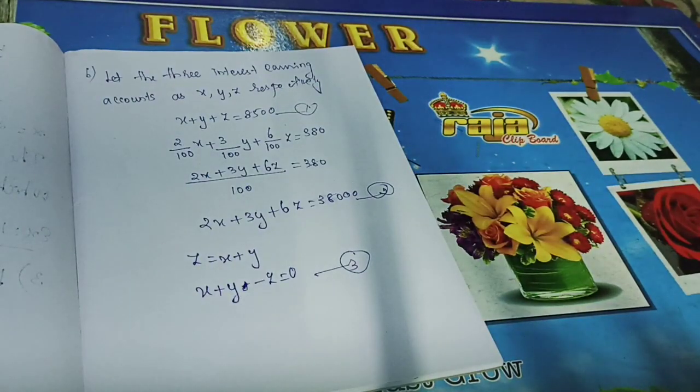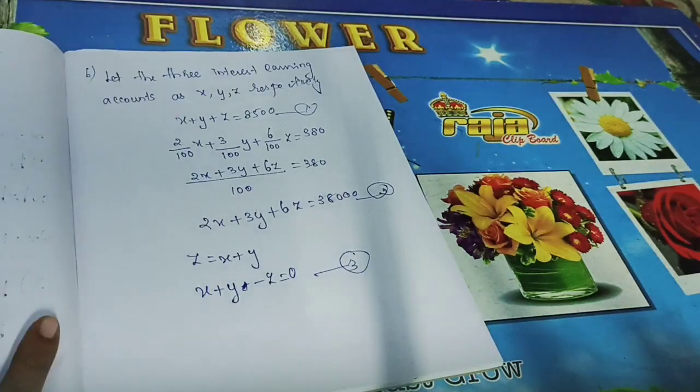Then what will you do? First find delta. Afterwards find out delta x, then delta y, then delta z, and find out the x, y and z values. If you find the x, y and z values, you will get the answer. Understand? So up to here, exercise 1.2 is over.